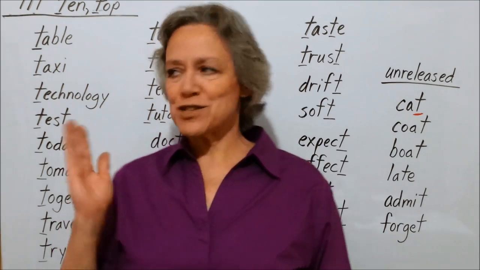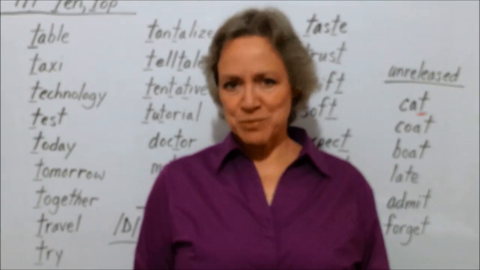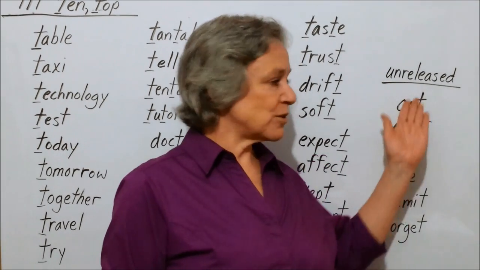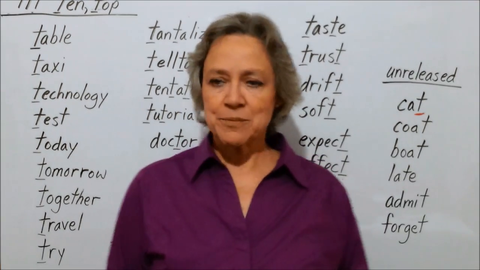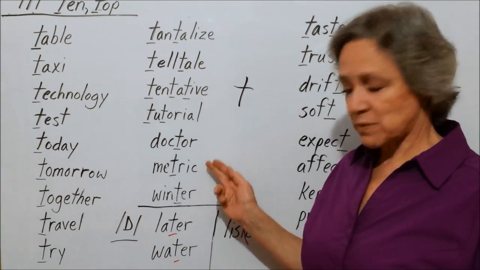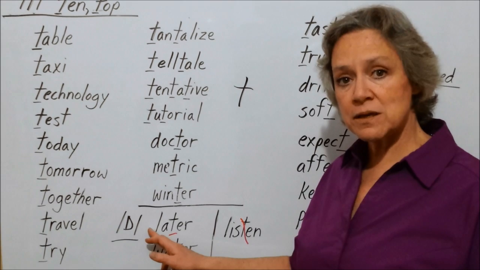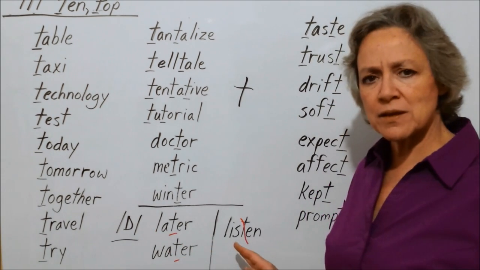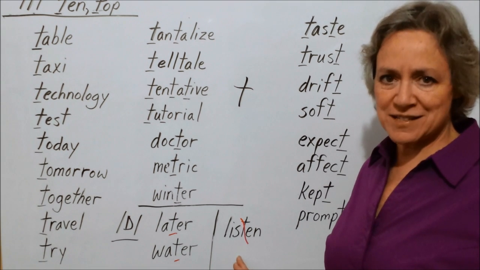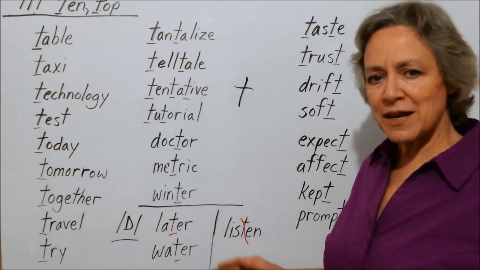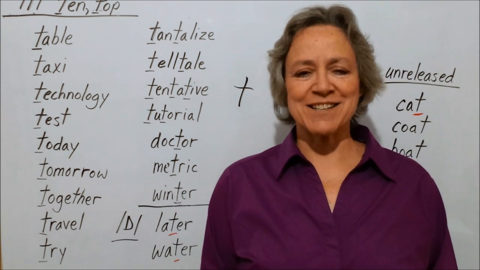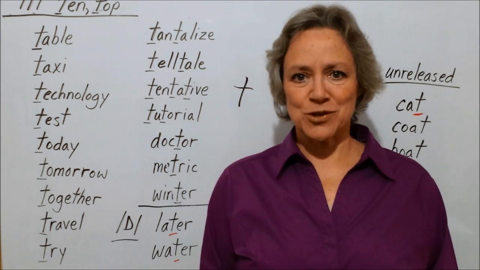So I've just given you some examples of some words that have the t sound, some words where the t is not fully released, some words where t may sound more like a d, and I'll have more at the end, and one word where the t is not pronounced at all, and I'll have more of that at the end. So let's move on and take a look at some d words, okay?